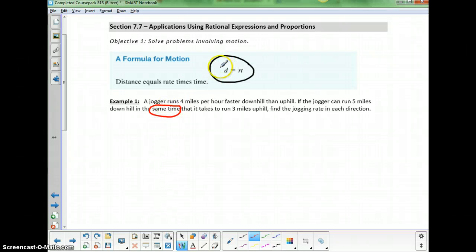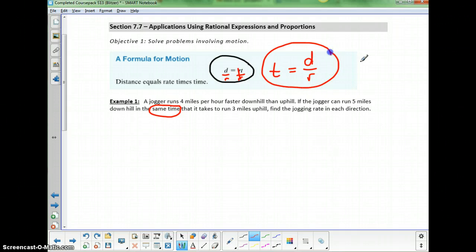So what I want to do first is rewrite this equation to solve for time. If I solve for time, I would divide both sides by r. The r's will divide out, and time is equal to distance divided by rate. I'm going to be using this equation in this form to solve many of these problems.